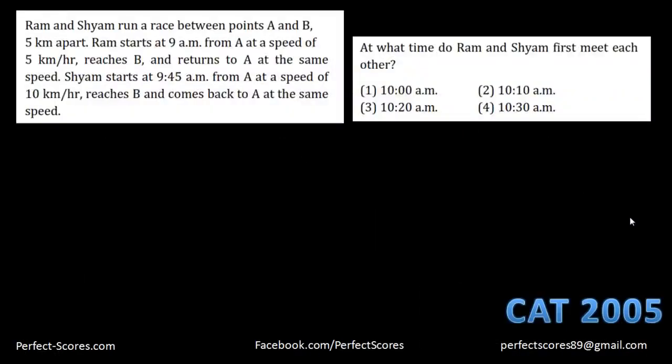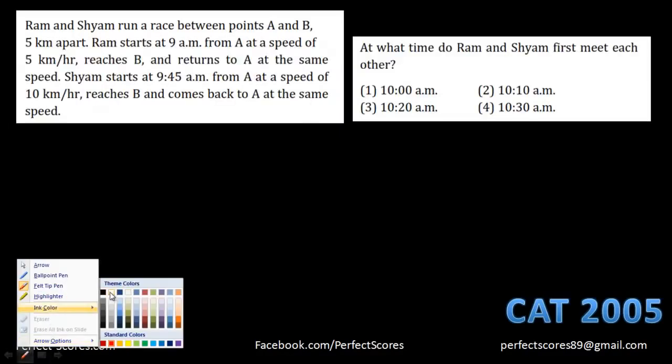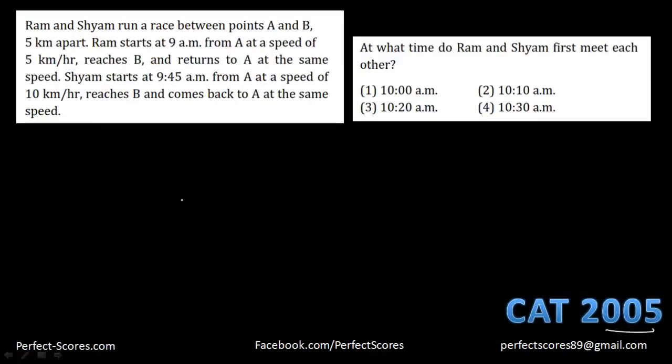Now let's do this question. Again, it's a previous CAT question, which means it ought to be difficult, but let's see how difficult it is. It says that Ram and Sham run a race between point A and point B, which are 5 kilometers apart. So this is point A and this is point B, and the distance between these 2 points is 5 kilometers.